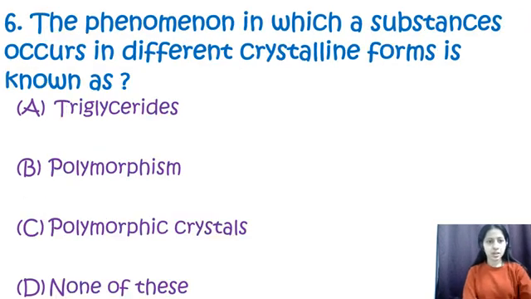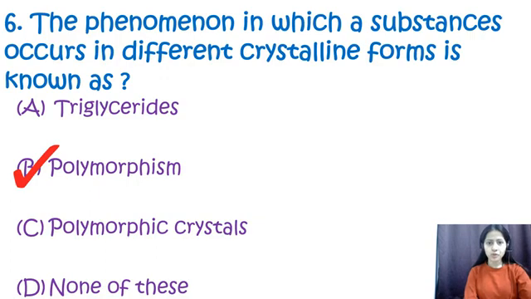Next question. Question number 6. The phenomenon in which a substance occurs in different crystalline forms is known as: option A triglycerides, option B polymorphism, option C polymorphic crystals, option D none of these. The phenomenon in which a substance occurs in different crystalline forms is known as polymorphism.